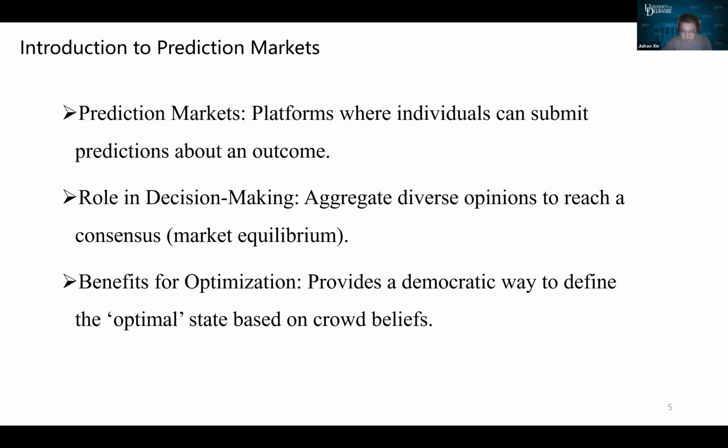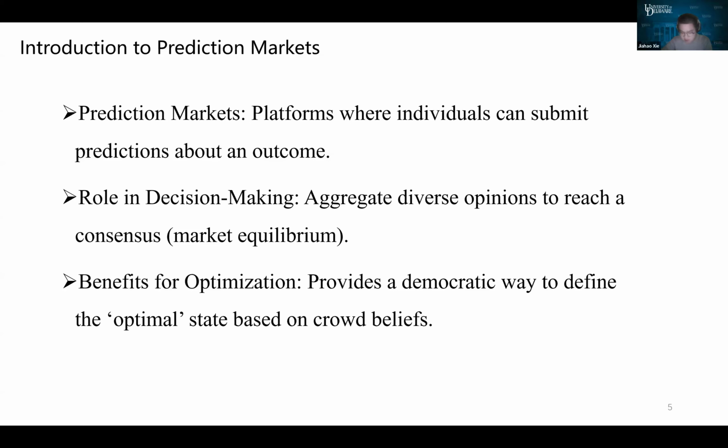Prediction markets are valuable for several reasons. They let us get different opinions from diverse perspectives, providing a consensus that's based on a range of different beliefs and insights. This consensus is called market equilibrium, and it represents a balance of all the agents' input.